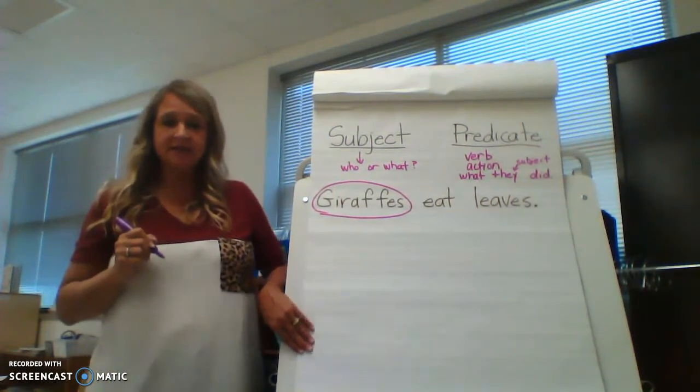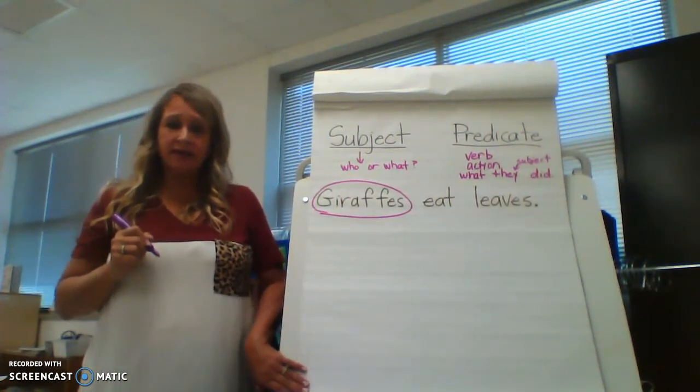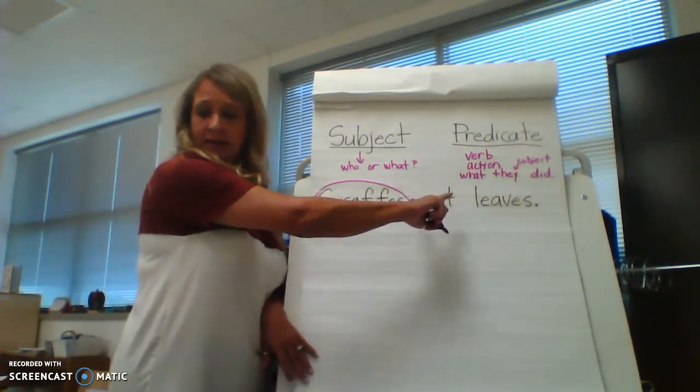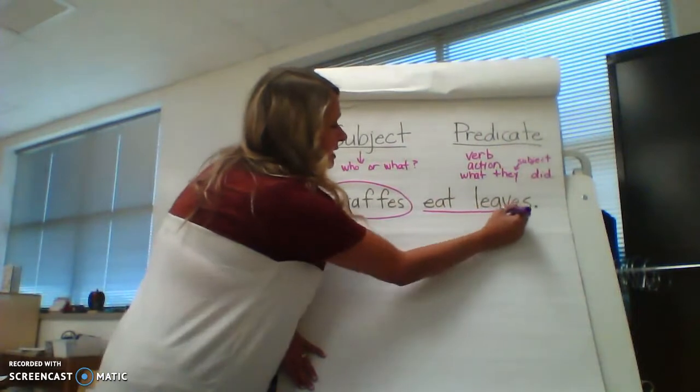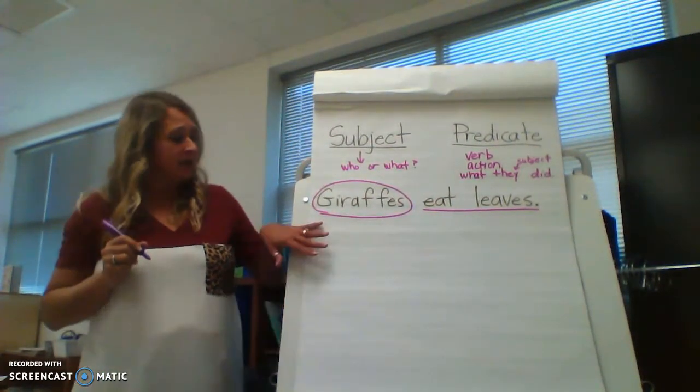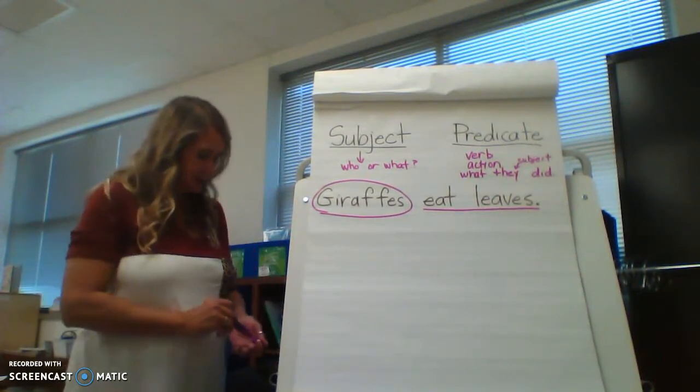Giraffes eat leaves. So that means, what is my predicate? What do giraffes do? Giraffes what? Eat leaves. I'm going to underline my predicate. Now let me write another sentence about giraffes.